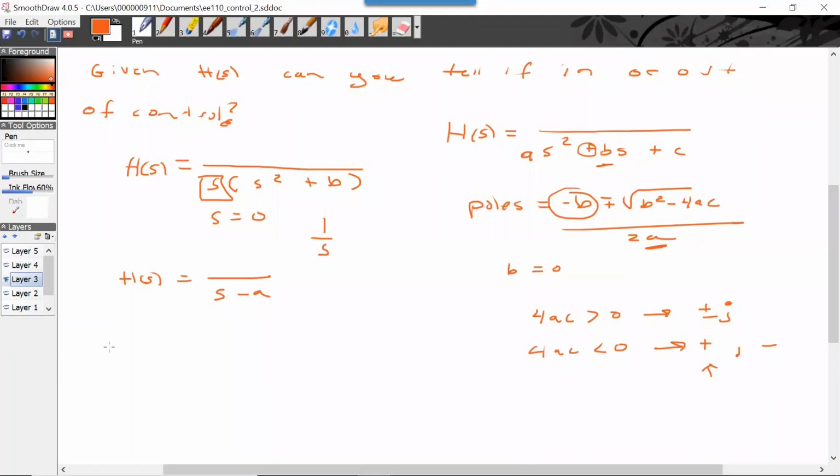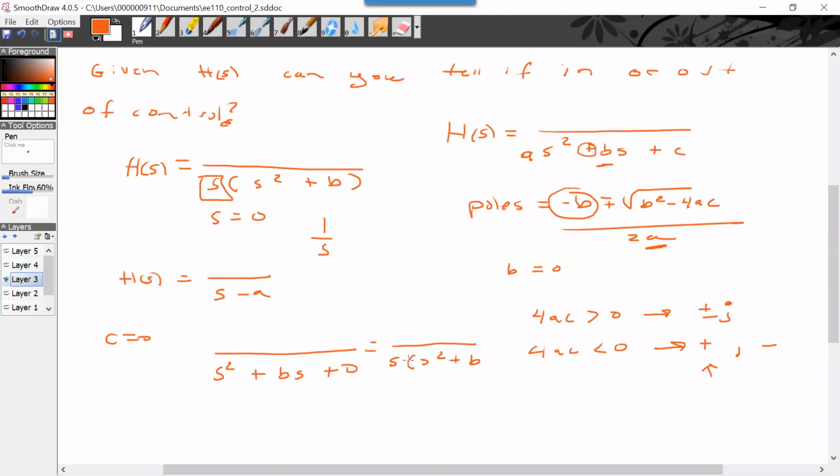And then let's look over here. If c equals 0, well, there's nothing here, right? Well, you can pull out the s and then see that there's a 0 there, right, at 0. So that's where it comes from, but that's actually a lot of work.